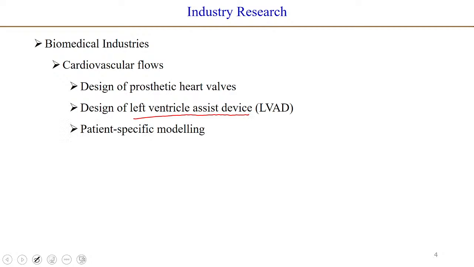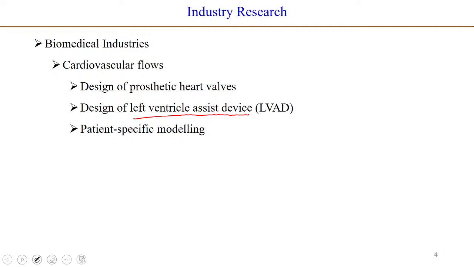Then patient-specific modeling is something which people are looking at increasingly, so that it can help. Patient-specific modeling is basically that the clinicians can get the CT images or MRI images of the diseased arteries of the patient, and then some CFD simulations can be done based on the clinical data using it as boundary conditions, and one can simulate the flow behavior.